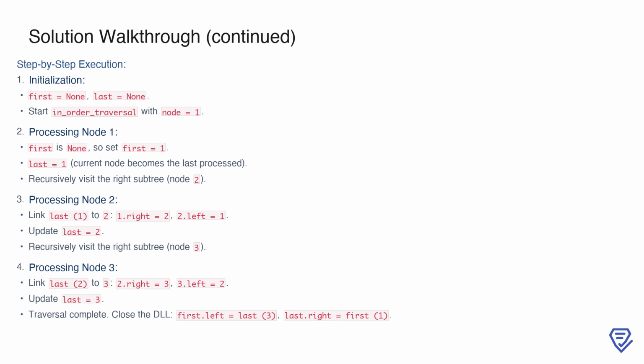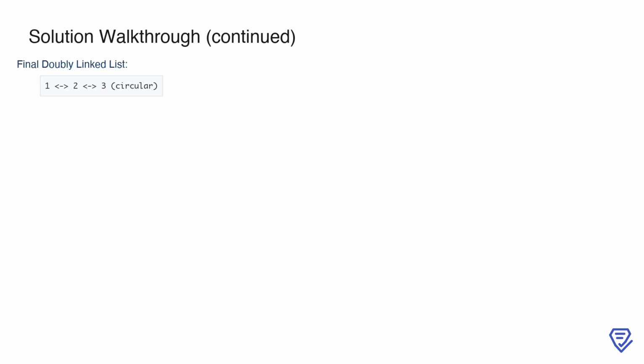Then, we move to the right child, node 2. At node 2, we link last, which is node 1, to node 2 by setting 1.right to 2 and 2.left to 1. We update last to node 2 and proceed to its right child, node 3. At node 3, we link last, now node 2, to node 3 by setting 2.right to 3 and 3.left to 2. Finally, we update last to node 3. With node 3 processed, the traversal is complete.